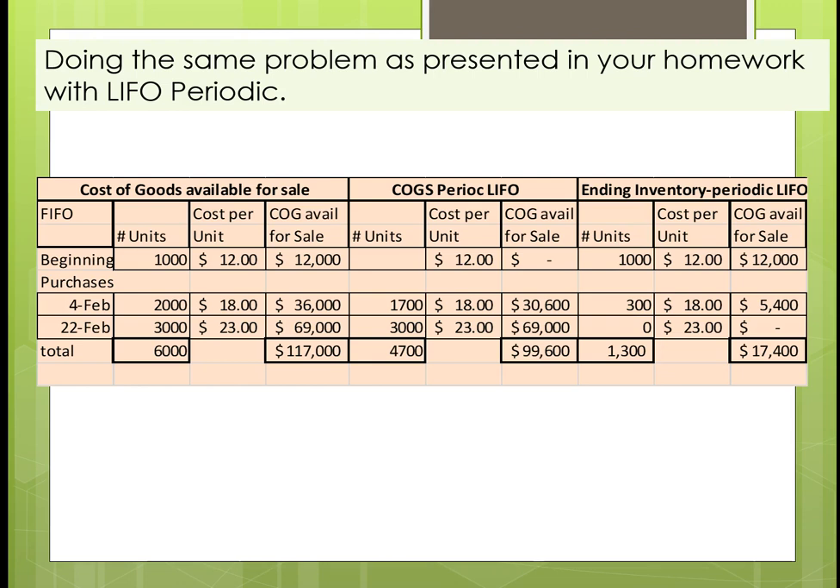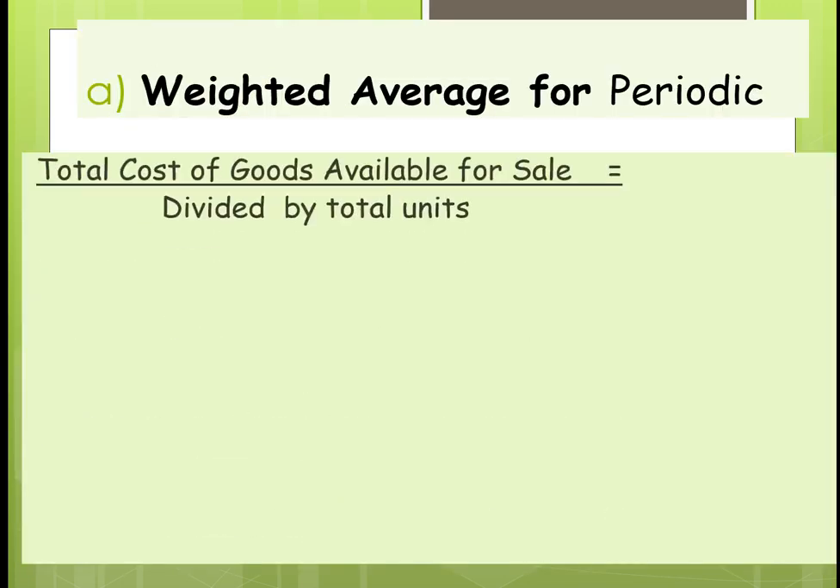Now we're going to do our last one, which is weighted average. This one is really easy under periodic. What we're going to do is we're going to take our total cost of goods available for sale and divide by total units. However, one thing they might trick you on is make sure that you're only going to do your total cost of goods available for sale based on when your last sale was. But of course, in this case, never mind. All sales are assumed. It doesn't matter when things were sold.